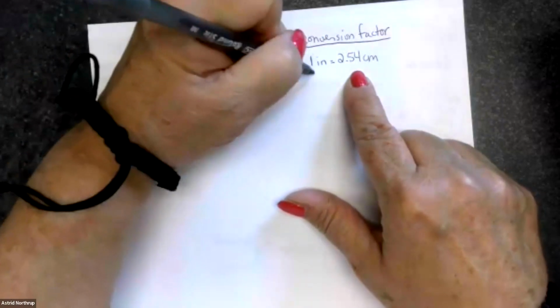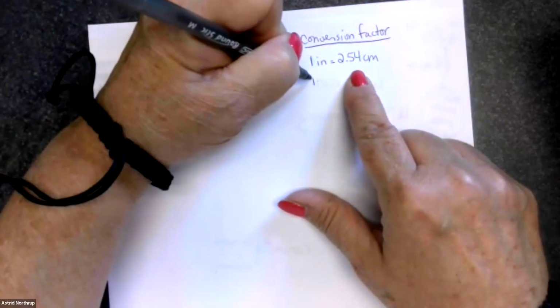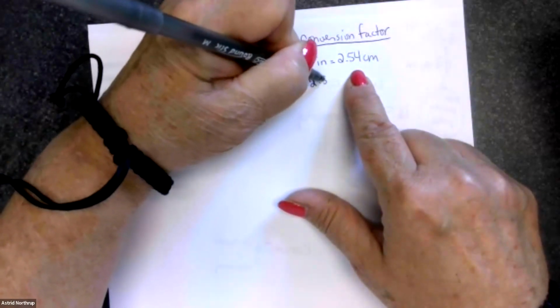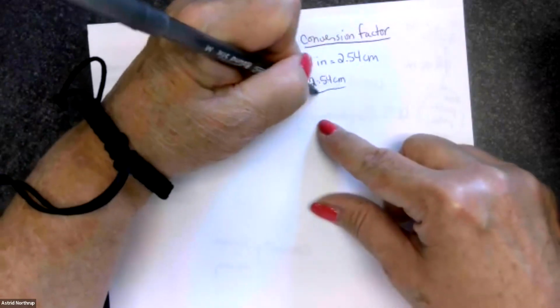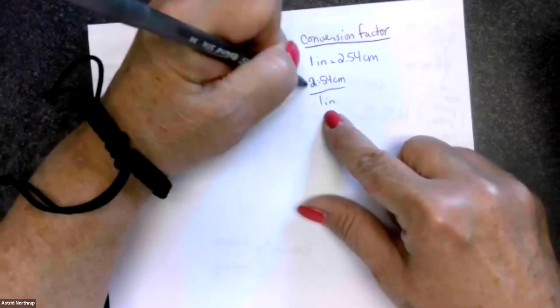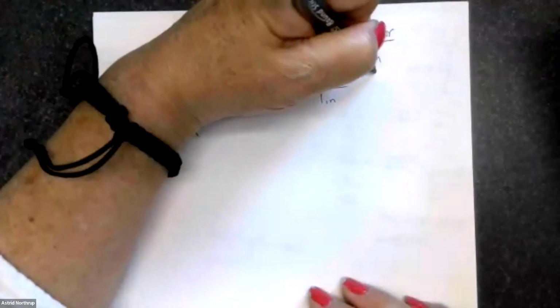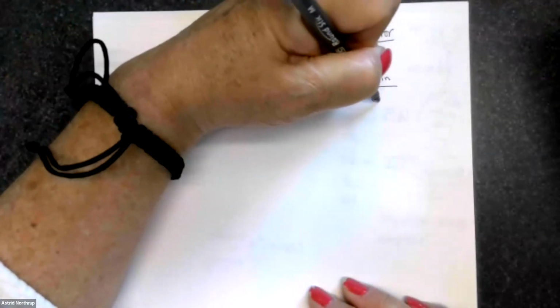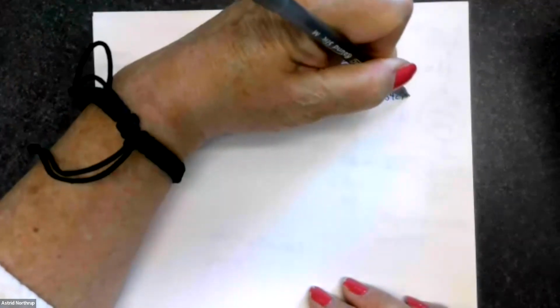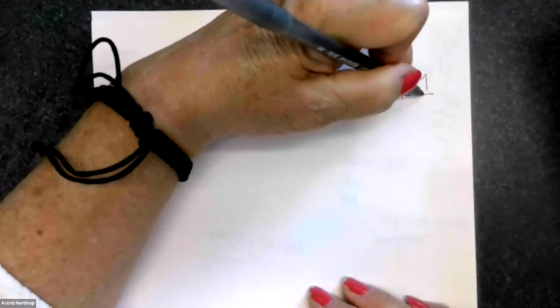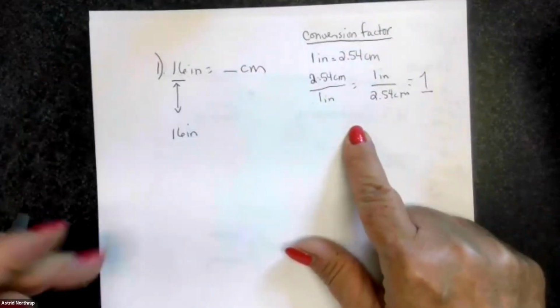If 1 inch is the same as 2.54 centimeters, that means that 2.54 centimeters over 1 inch has a value of 1, which means it's a unit, which is why it's called a unit conversion. And similarly, 1 inch over 2.54 centimeters is also equal to 1. And so that means we can multiply anything by either of these fractions.